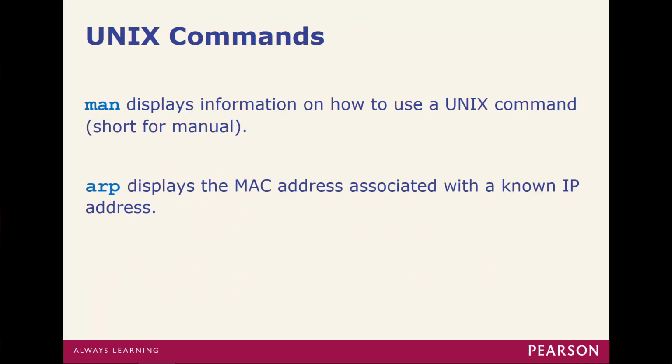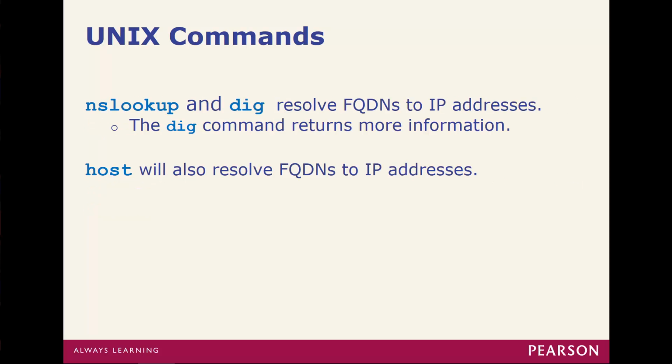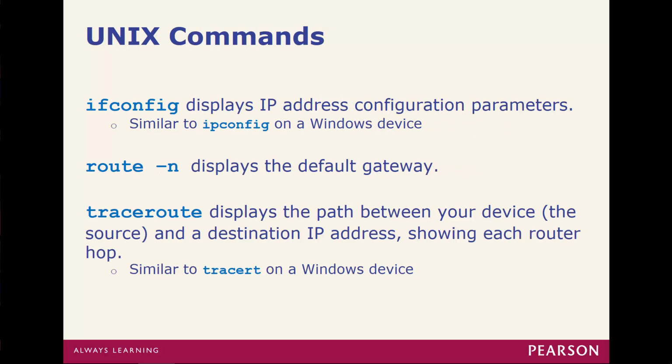So we have some UNIX commands. Man is very common, and that's going to be manual. ARP, which we've already looked at with our Windows command line. NSLOOKUP and dig are very similar commands in Unix/Linux. Host will show you the fully qualified domain name for an IP address. So host, fully qualified domain name, will translate to an IP address, very similar to NSLOOKUP. You'll notice other commands like traceroute, very similar to tracert in Windows, but here they actually have you spell it all the way out.